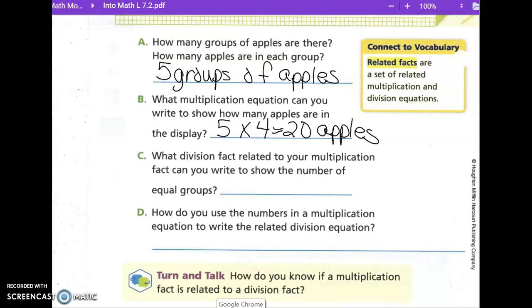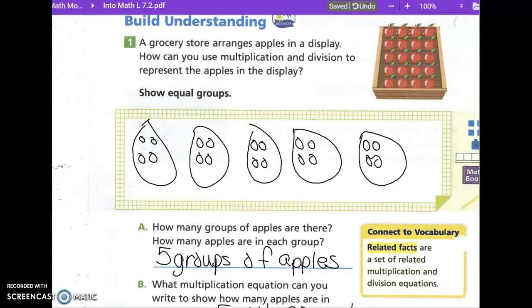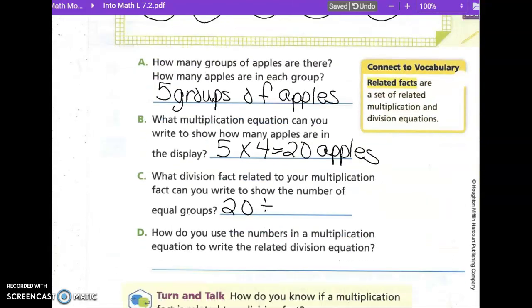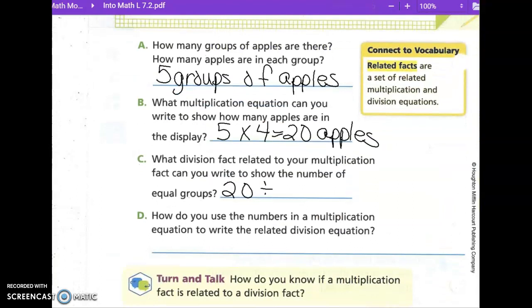What division fact related to your multiplication fact can you write to show the number of equal groups? I want everybody to do that. Don't shout it out loud. I'm going to come around and see. All right, so we did a related fact. In our multiplication fact, we found out there were 20 apples, and we had divided them in our picture into how many groups? 1, 2, 3, 4, 5 groups. So we're going to divide it by 5, which makes 4 apples in each group.